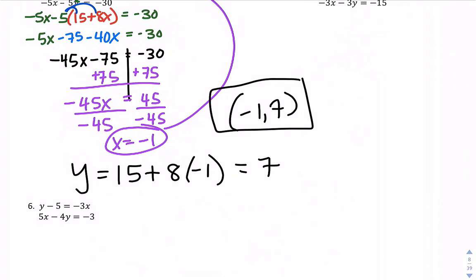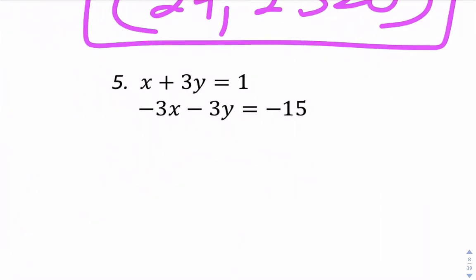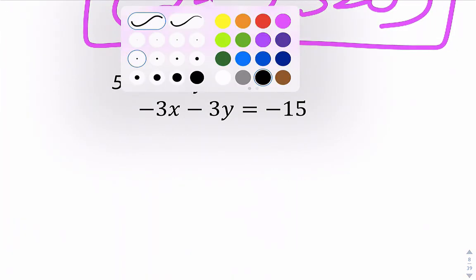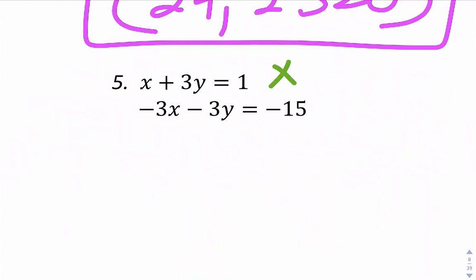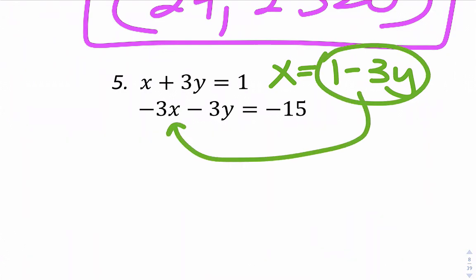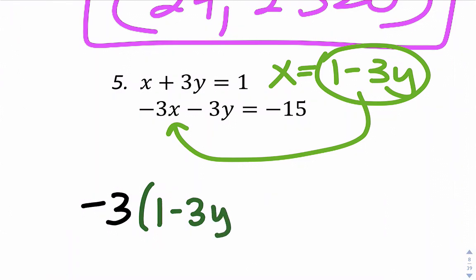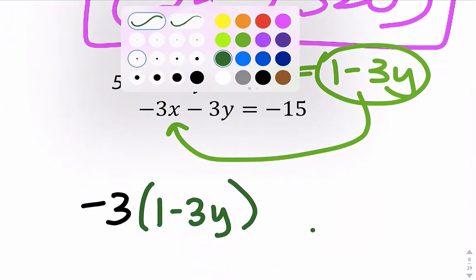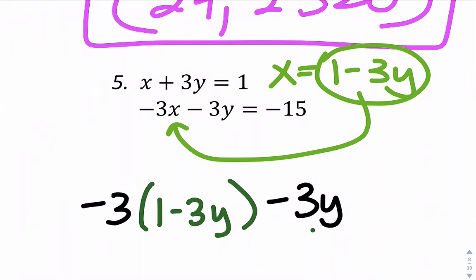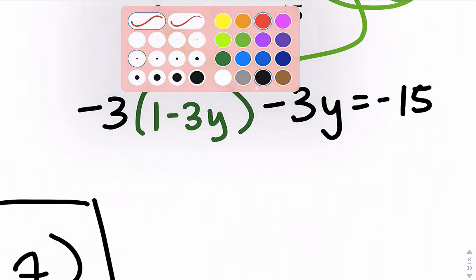All right, let's try another one. Let's just do this one. All right, so this one we have to get x by itself, or a letter by itself. X is easiest. So to do that, we can subtract 3y from each side. So x equals 1 minus 3y. All right, let's substitute this in for x. So here's what it looks like. Negative 3, and we're going to plug in 1 minus 3y instead of x, minus 3y equals negative 15. We're going to distribute.